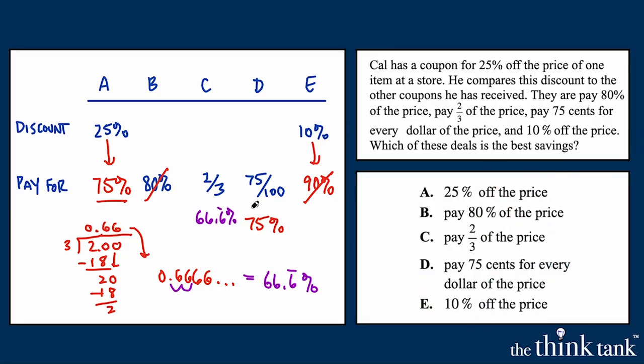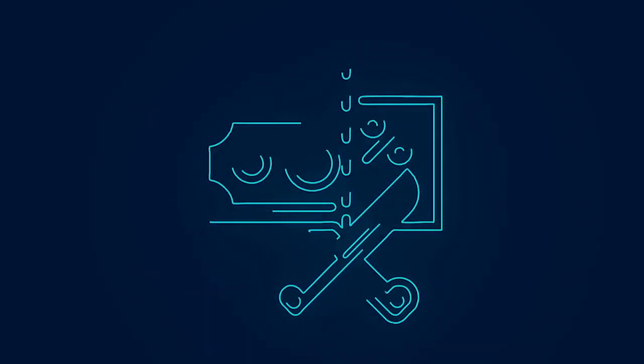So you tell me, what's the best deal here? I would much rather pay only 66.6% of the price than 75% of the price. So that means paying 2/3 of the price is the best option we have here. That's the best deal. C is our answer. And if you got it, great thinking.